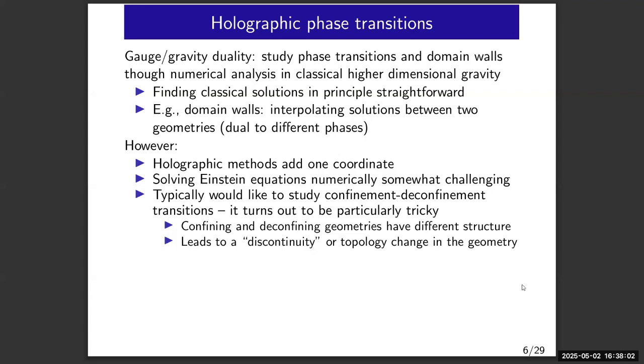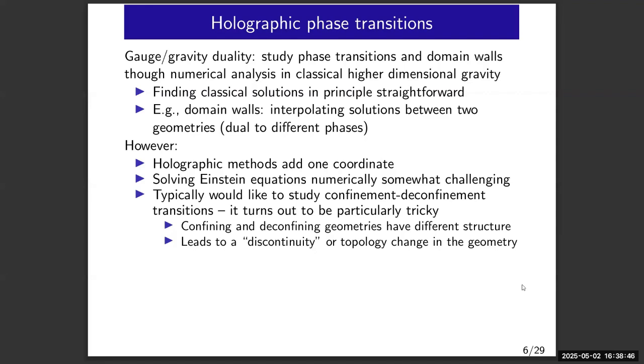Anyway, so the difficulties here are that holographic methods have one extra coordinate. So if you want to solve something like a domain wall, apart from the field theory coordinates, now you also have a fifth holographic coordinate in your gravity direction. And solving Einstein equations is numerically always a little bit tricky. I think one of the reasons is because it's not really a positive definite problem that you need to solve. And also a specific problem which appears in these phase transitions is that typically you would like to study confinement, deconfinement phase transitions. But this turns out to be particularly tricky in holography.